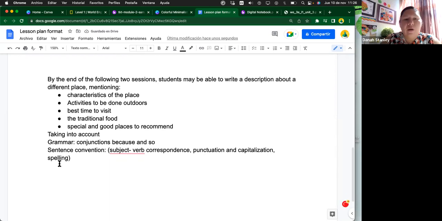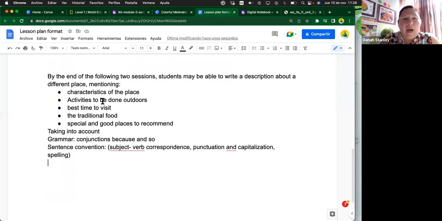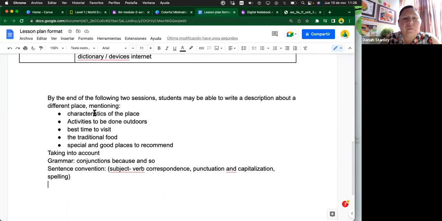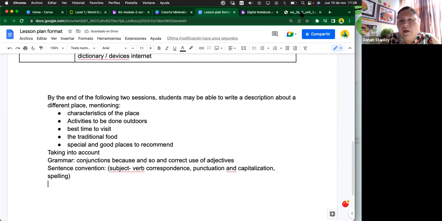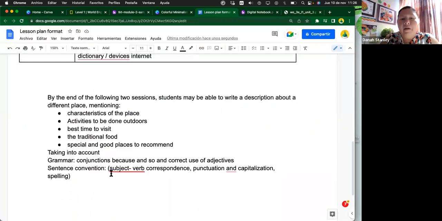¿Qué más tienen que tomar en cuenta? What do you think? What are the requirements? Algo que mencionamos aquí. And correct use of adjectives. ¿No? Because they are going to describe, pero aparte, in here they need to write because and so. Entonces there are two things related to grammar, okay?